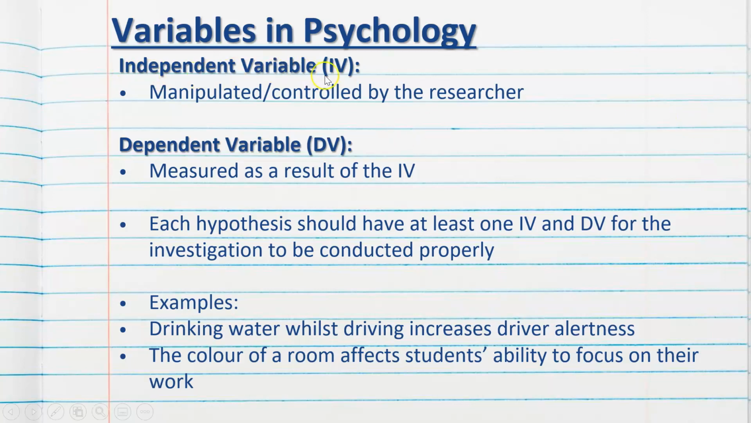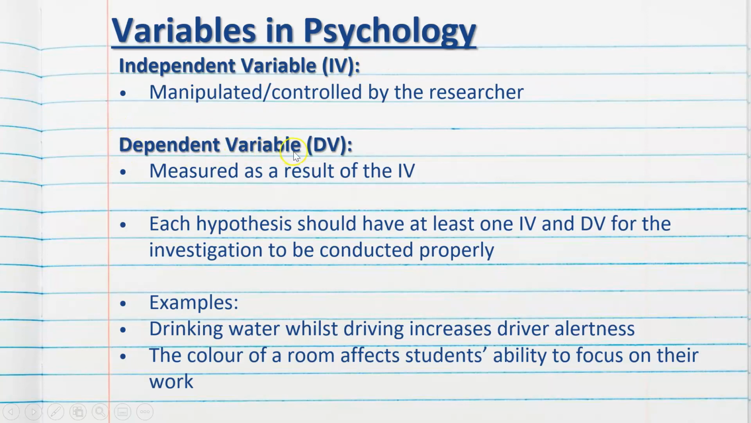So the independent variable, or IV, as it's often represented, is the factor that is manipulated or controlled by the researcher. So an easy way to remember the difference between IV and DV: independent variable, I. What do I have control over as the researcher? So am I able to randomly manipulate a certain variable? Have I got control of that variable? That is the independent variable.